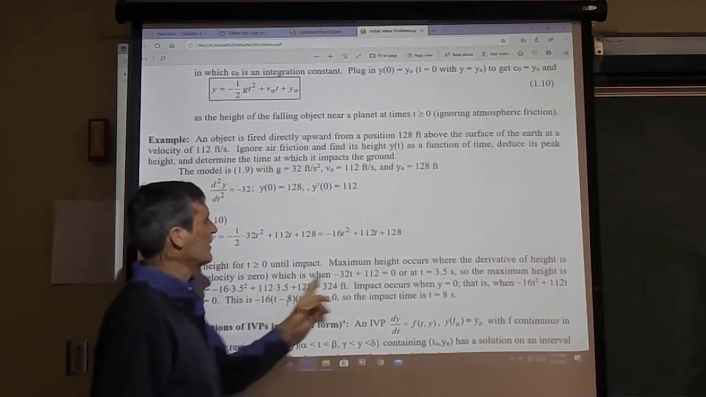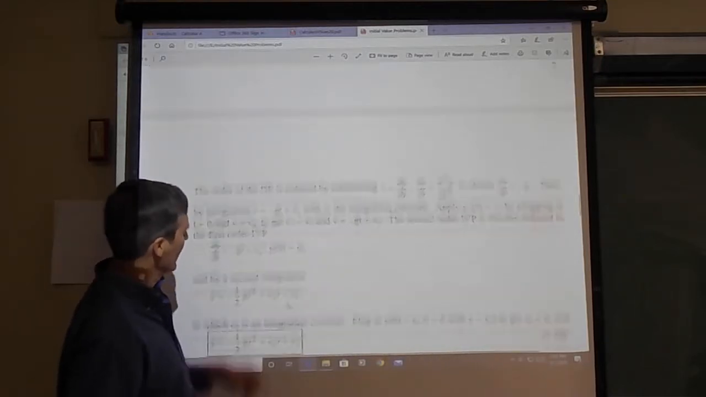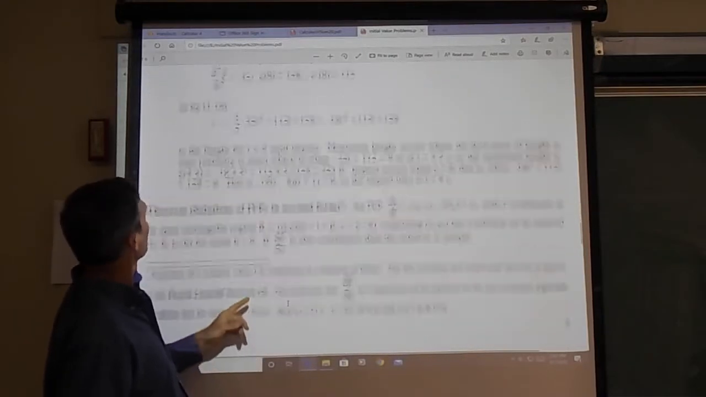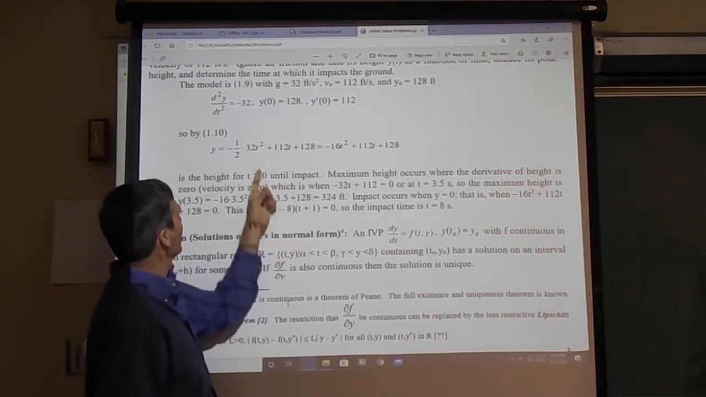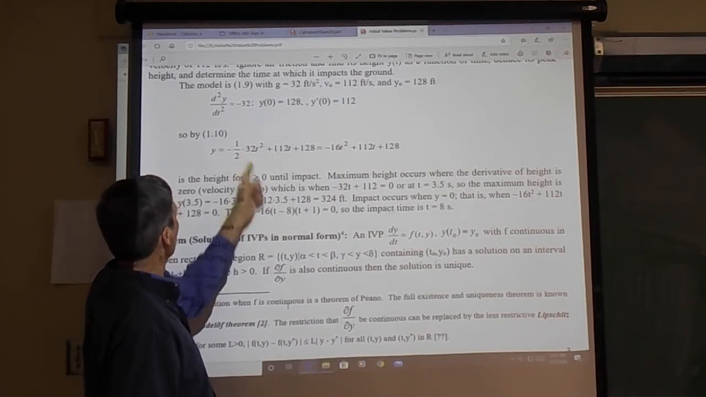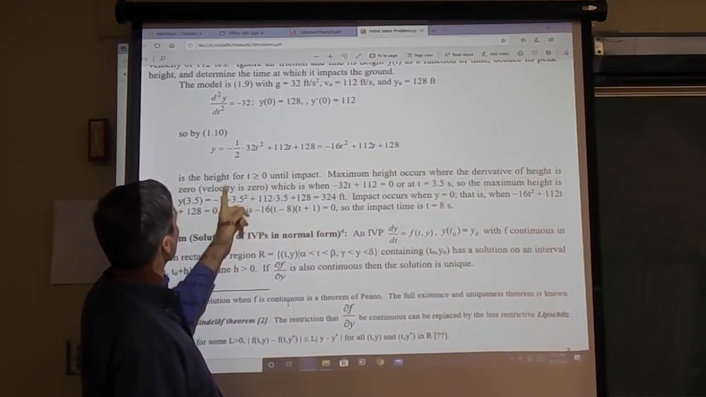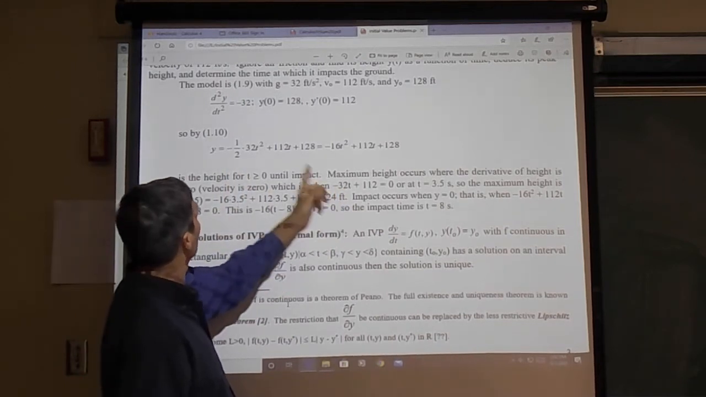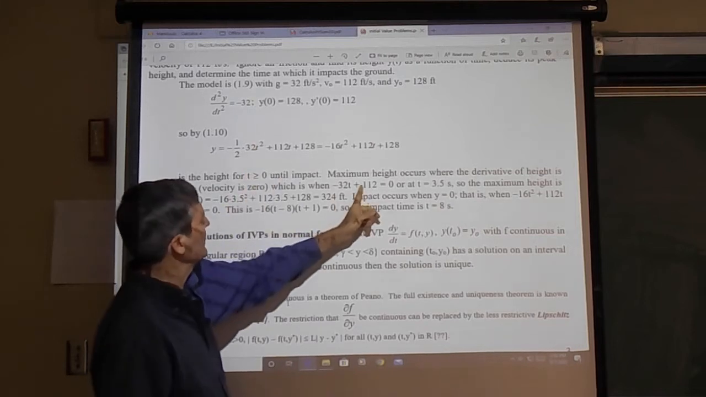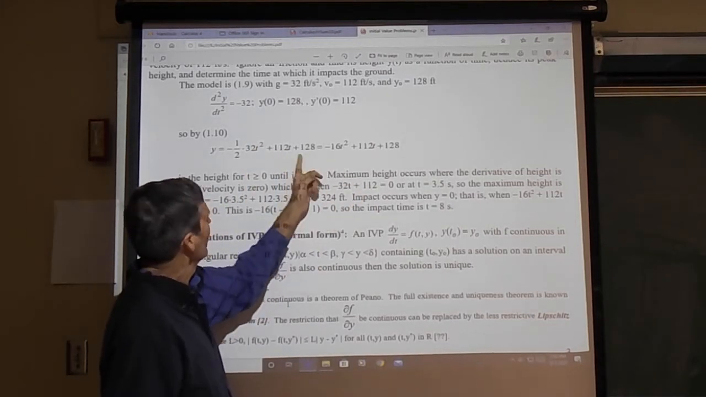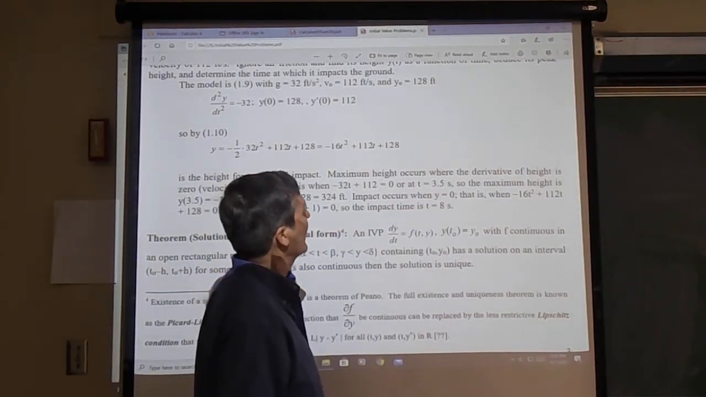You can set the derivative of this equal to 0. Remember we had the derivative up here, actually velocity, but you set the derivative of this function equal to 0. The derivative is minus 32t plus 112. Set that equal to 0, and you find out the derivative is 0 at 3.5 seconds.